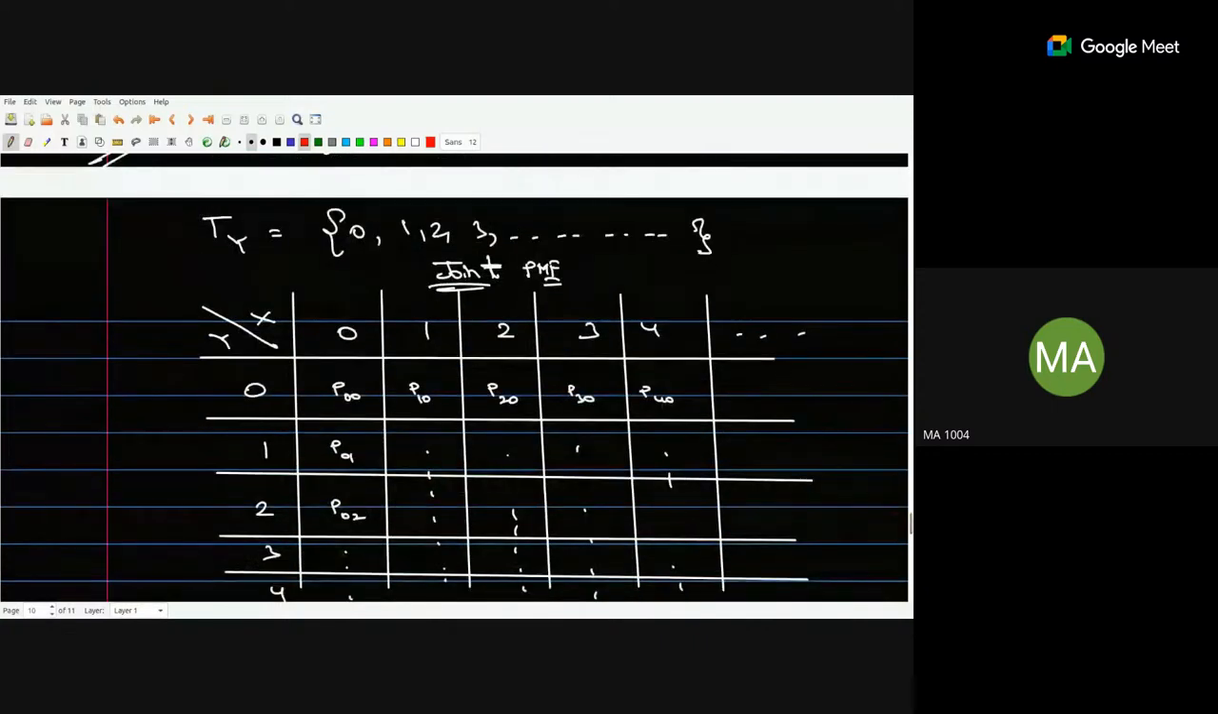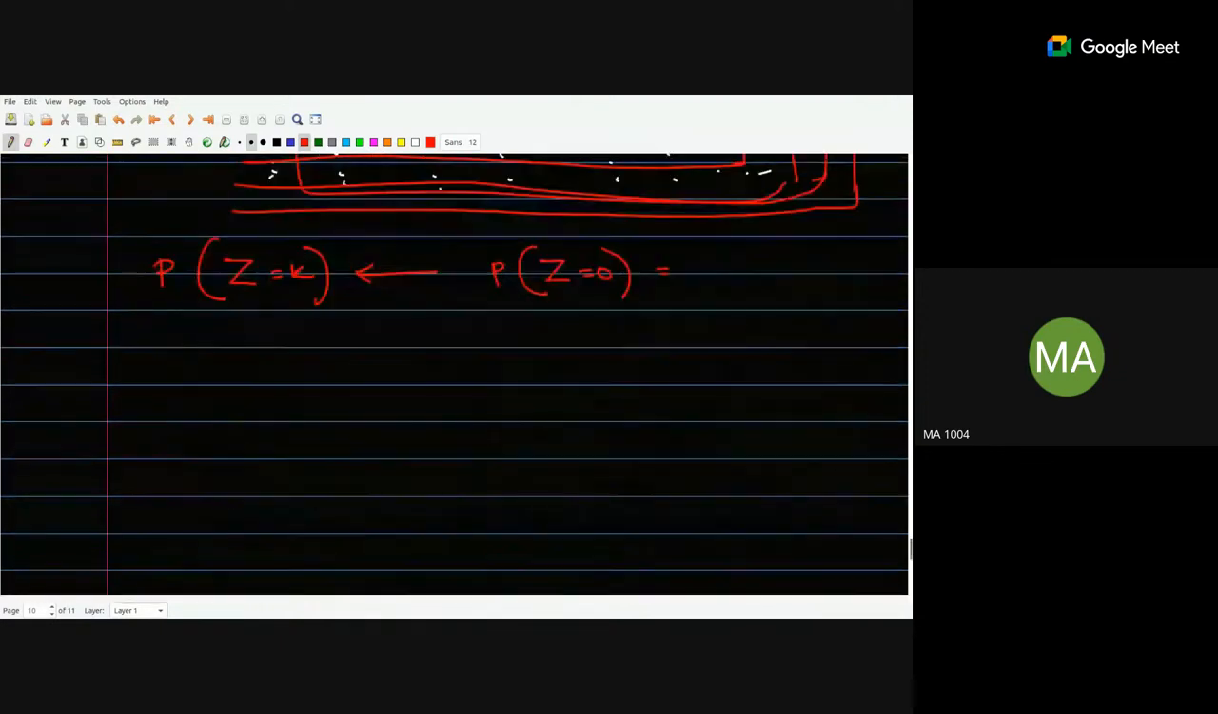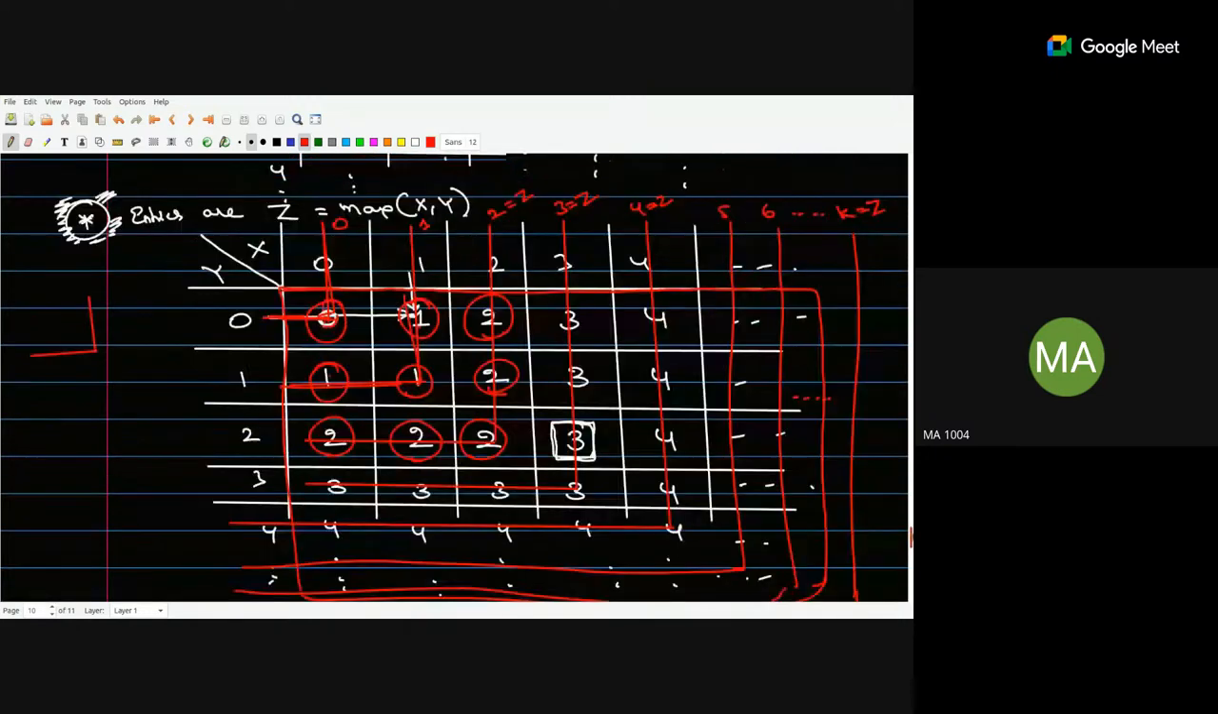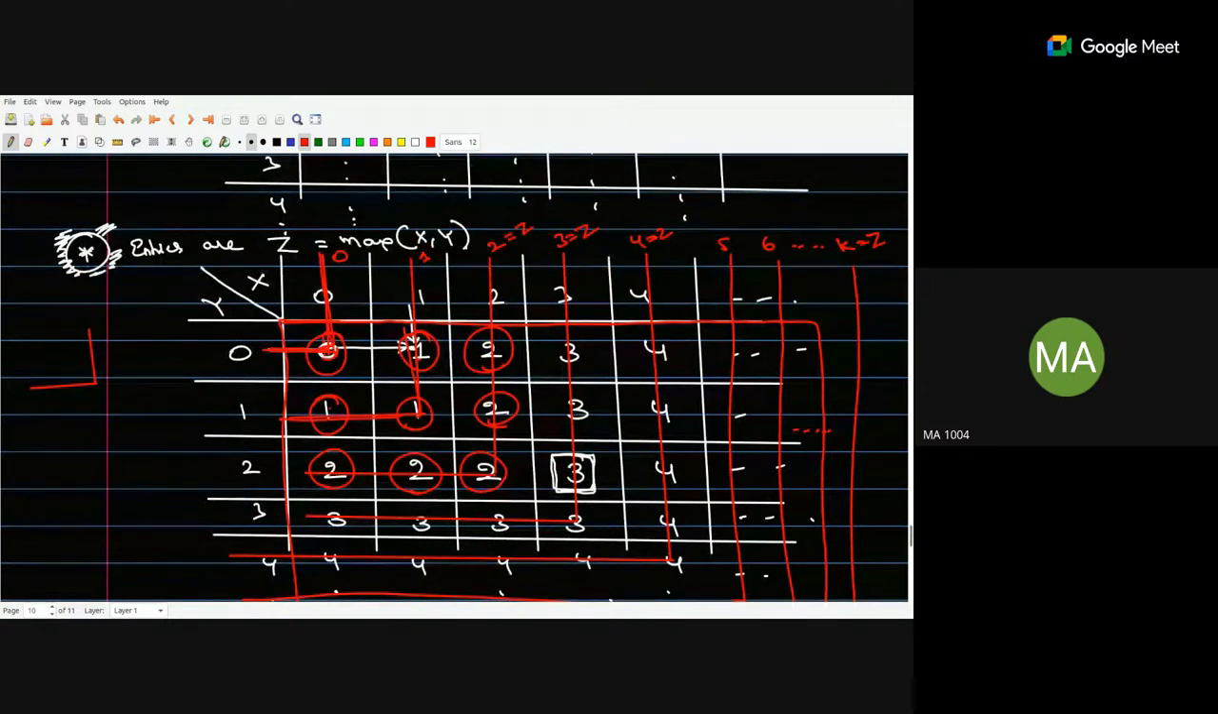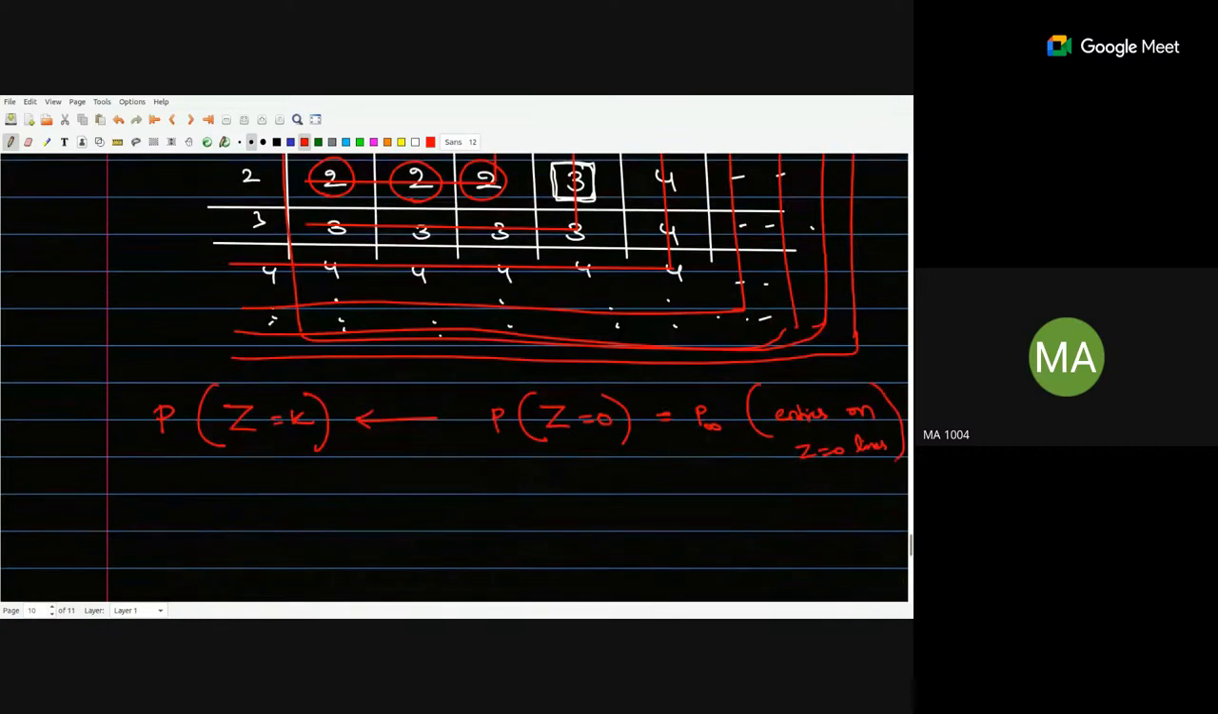And the probability that X is 0 and Y is 0 is P(0,0). So the probability that Z is equal to 0 is P(0,0), which is the entries on the Z equals 0 line. So the Z equals 0 line is this. There is only one entry, and the corresponding probability is P(0,0).